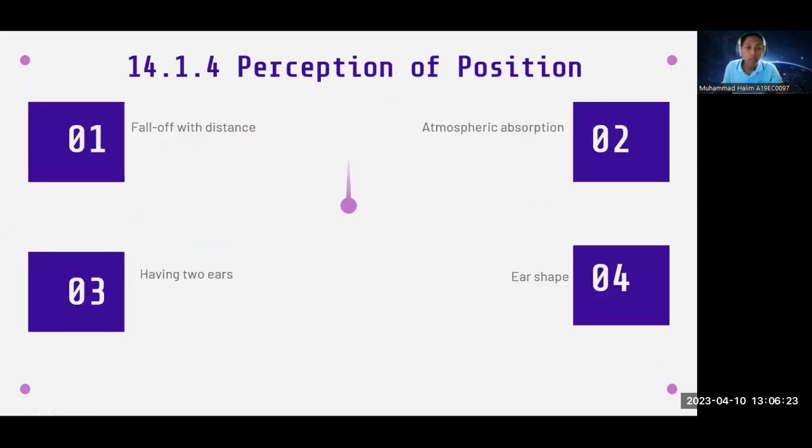So chapter 14.1.4, which is perception and position, explains the human auditory system that is involved to allow a reasonably accurate perception of the position of sound in the space around us. So actually there are four elements that affect the position of sound, which are fall off with distance, atmospheric absorption, having two ears, and the ear shape.